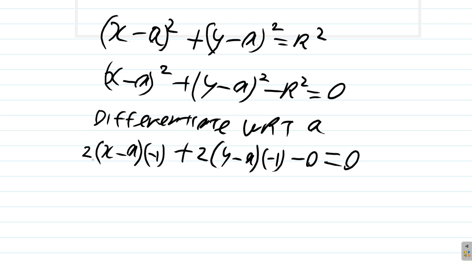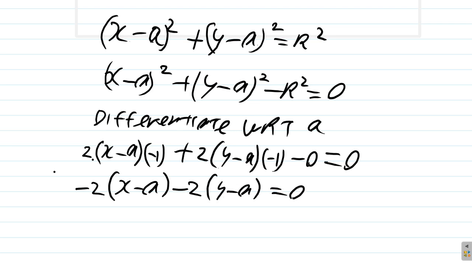What would happen when we open the bracket here? Let's put this as negative 2 times what we have there. So negative 2 times x minus a, just to simplify it, minus 2 times y minus a equals 0. So when you open the bracket, you have negative 2x plus 2a minus 2y plus 2a equals 0. Make sure you're following, you see that?